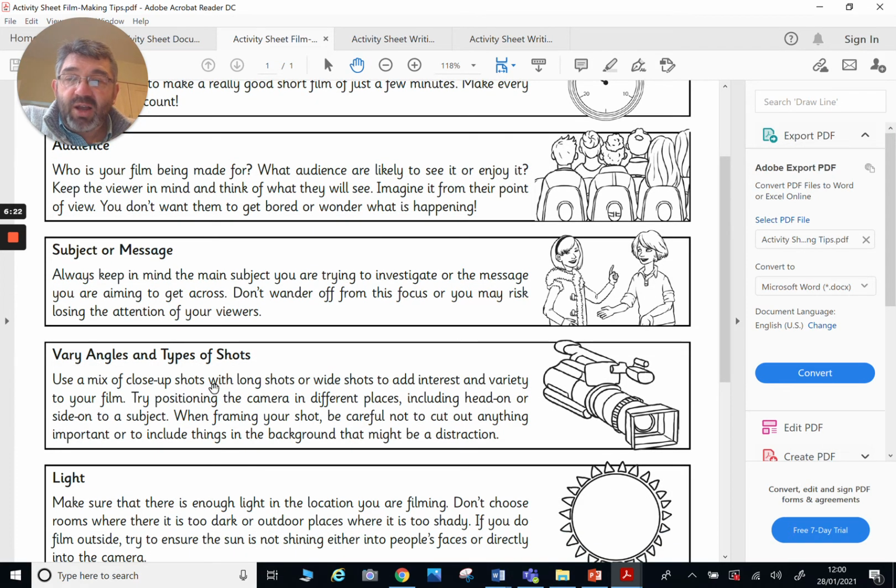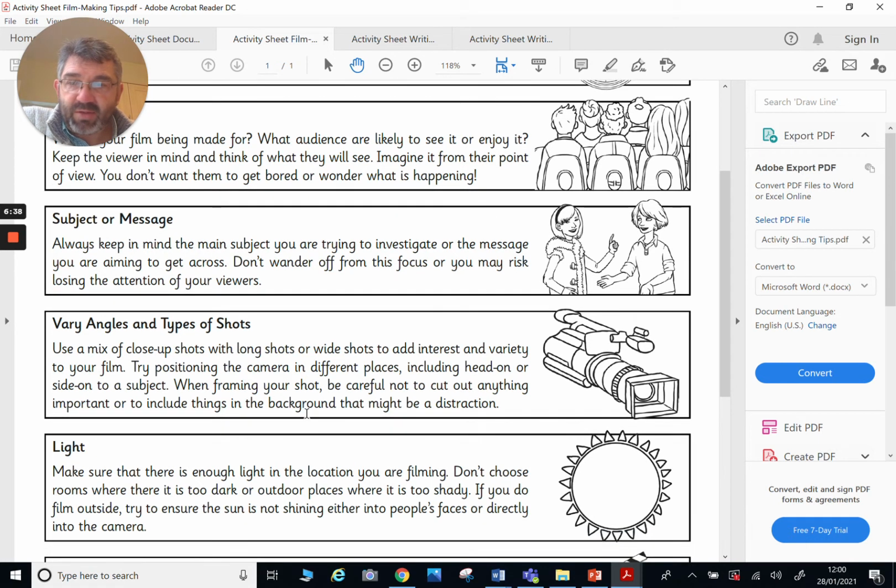Vary your angle and types of shot. Try to film from different places. Think about where you'd film from. Would you always film head on? Would you film from the side? Would you have some people walking away? And don't forget, we don't need massive cameras when we come to film. These days you've got a wonderful device called a mobile phone that can more or less do everything.